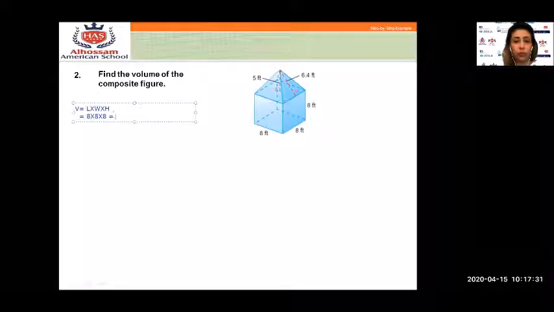Calculate it. 8 times 8 times 8, what's wrong? I'm sorry, I don't have a calculator now. Okay, Ahmed Abdel Halim? 512. 512 what, Ahmed? Square feet? No, cubic feet. Yes, it's a volume, cubic feet.